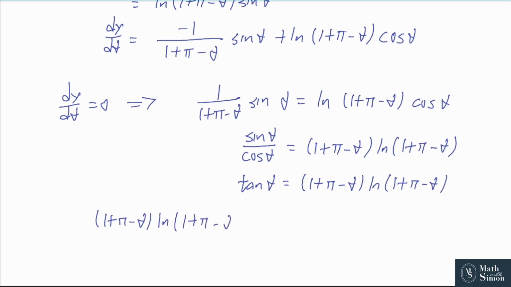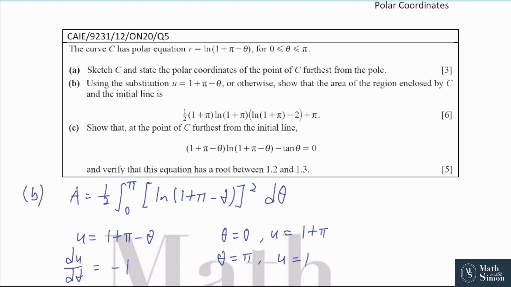So what about the last part where they ask us to verify that it has a root between 1.2 and 1.3? This is just to use the sign change rule that we have learned in Pure Mathematics 3. Use this method to prove that. There's just one mark which this part of the question will carry, so we won't actually do that for this one.